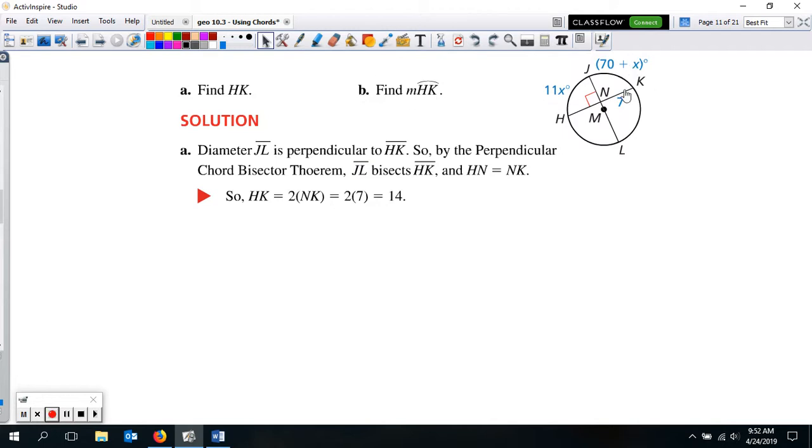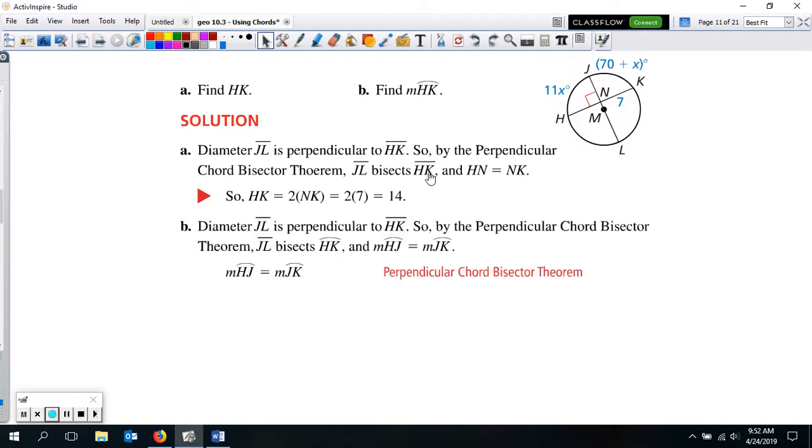The HK is 14. And then it wants us to find the measure of the arc from all the way from H to K. So we're going to set these two equal to each other to figure out, well, what is X first? And so 11X is going to equal the 70 plus X. So that's what it's going to show us here. 11X equals the 70 plus X. Solve that, so subtract the X to get 10X equals 70. Divide by 10, so X is 7.